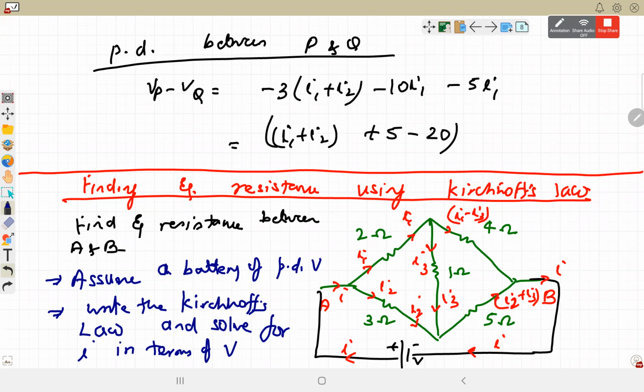यहाँ पर कितने लूप हैं टोटल? There are total 4 loops. 1, 2, 3 और एक बाहर वाला. But हम कोई भी independent 3 loop ले सकते हैं because there are 3 variables, I1, I2 and I3 in this case, and we have to write the 3 equations, then eliminate and solve for I1 and I2.